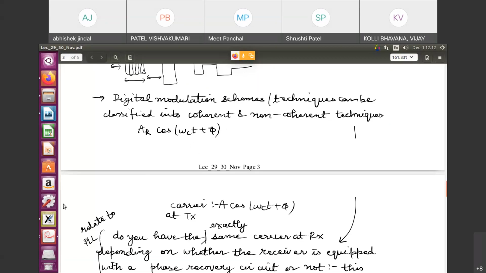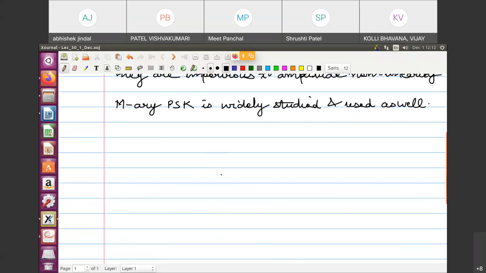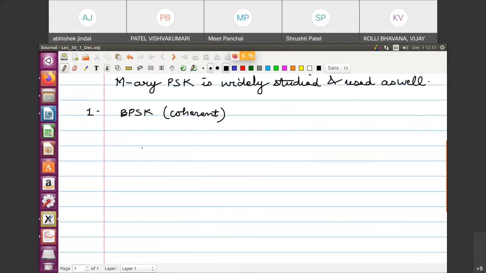So coherent communication पे हमारा focus शुरू में रहेगा. So we will be studying coherent BPSK first. So let me just write it down. So first we will be studying BPSK and that too coherent. It means we will assume that whatever carrier waveform or whatever sinusoidal signal we are using with the transmitter is exactly available at the receiver with no error in the frequency and phase.